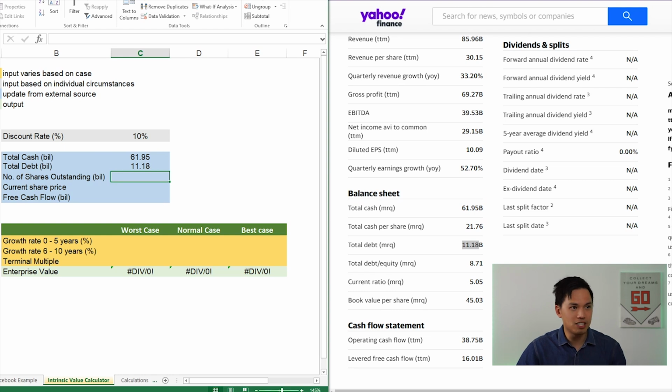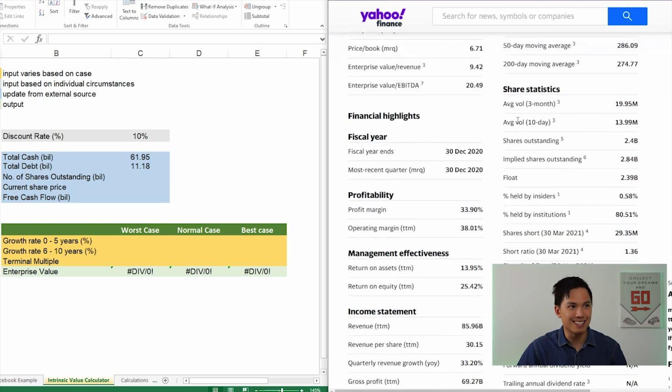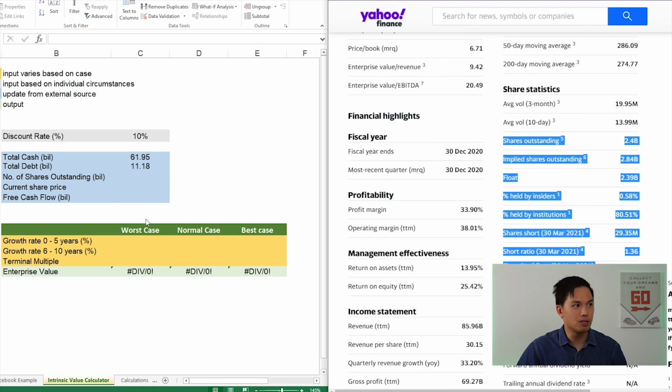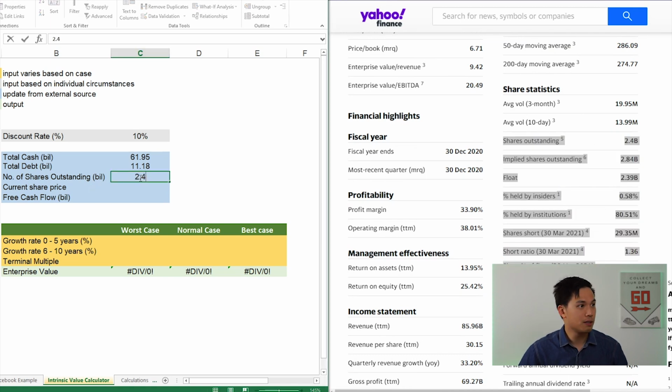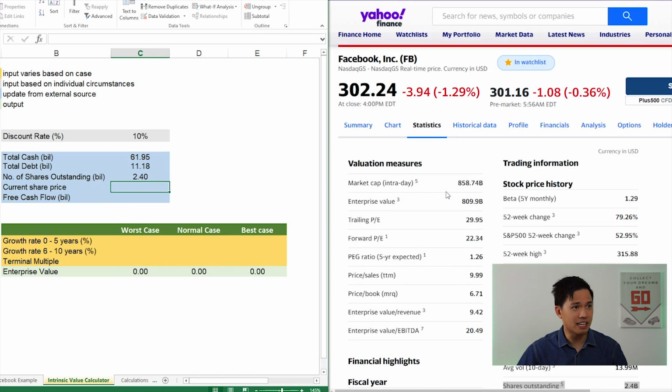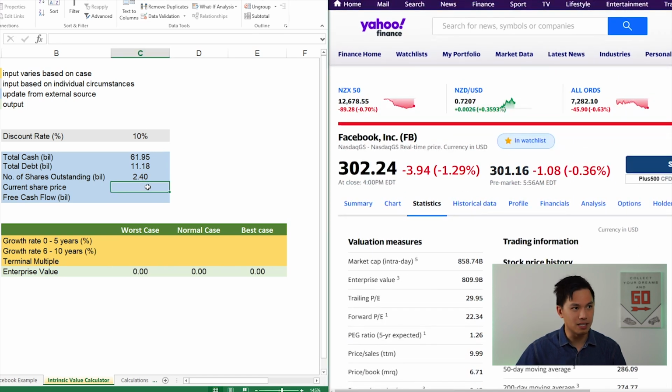So for the number of shares outstanding, go into share statistics, and you can find that number under shares outstanding, 2.4 billion shares. And the current share price is easy. It's the big number over there, 302.24. And that is your first four inputs done and dusted. So the last input that we need is the free cash flow number. And to find that number, I'm going to go to the ticker platform.